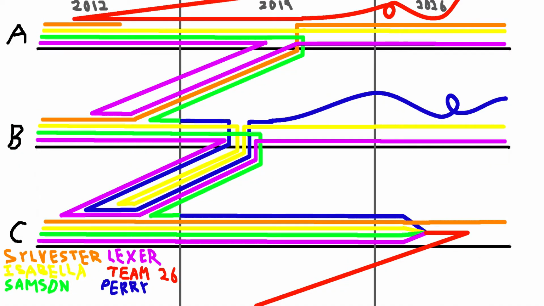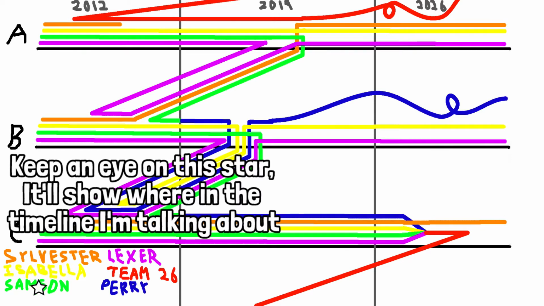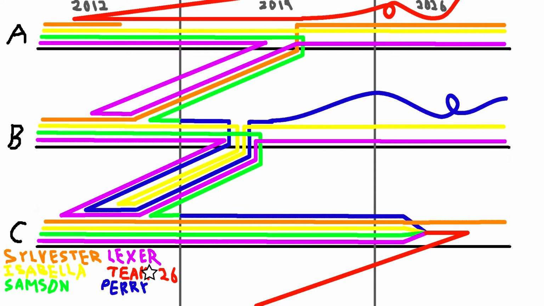You see this? It's pretty whack, but I'll explain everything here. Here we have a little chart of who's who. There's Sylvester, Isabella, Samson, Lexer, Perry, and Team 26. Basically, I just took the 4 people that were in Lisp 2, the older people, and I just grouped them together to one line, just so that I'm not moving 4 lines at once when they move back and forth.